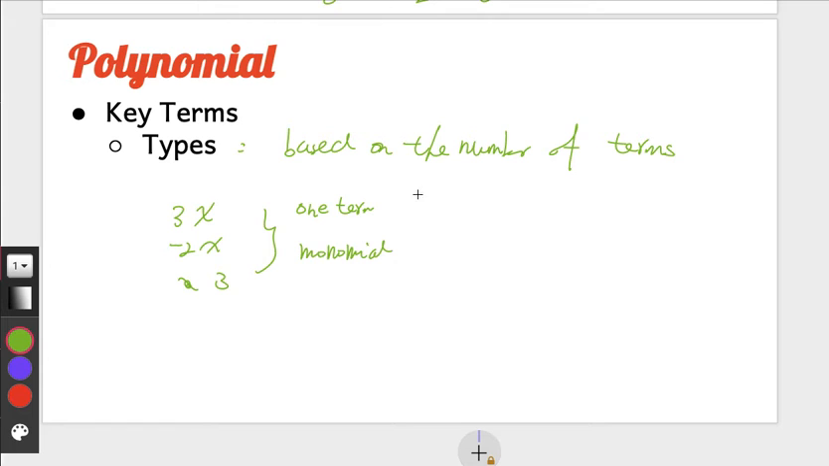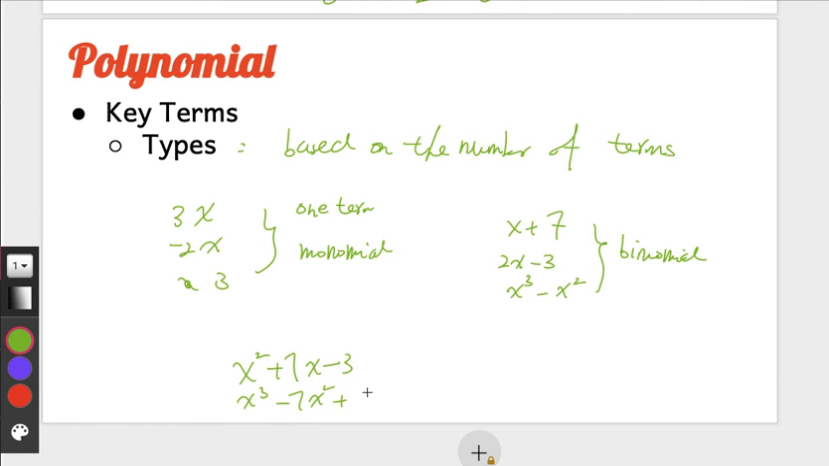So some students probably already figured out what the next type is. Next, if you have two terms, for example, x plus 7, 2x minus 3, or x to the third power minus x squared, all this kind of thing will have two terms. So it's going to be, yes, you're right, binomial. So next one, some students already figured out the answer. What if we have three terms? Yes, you're right. We do have a name for that. And all this kind of thing. There are three terms here, so it's going to be trinomial.